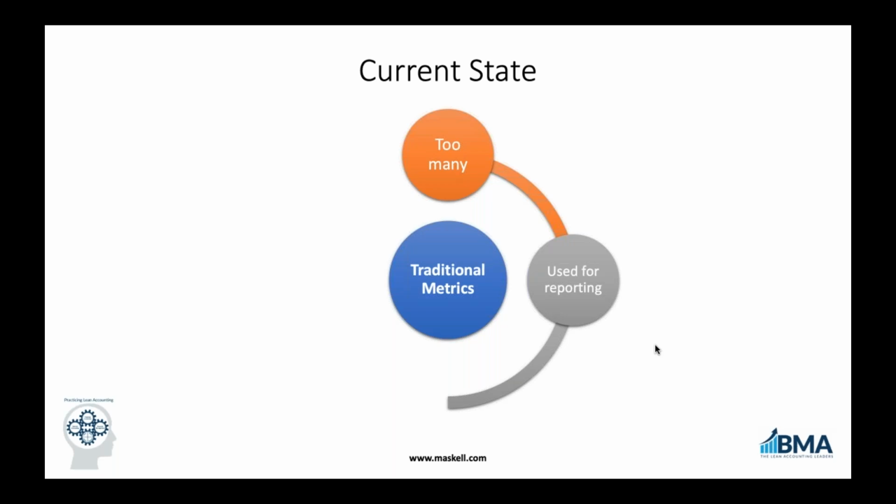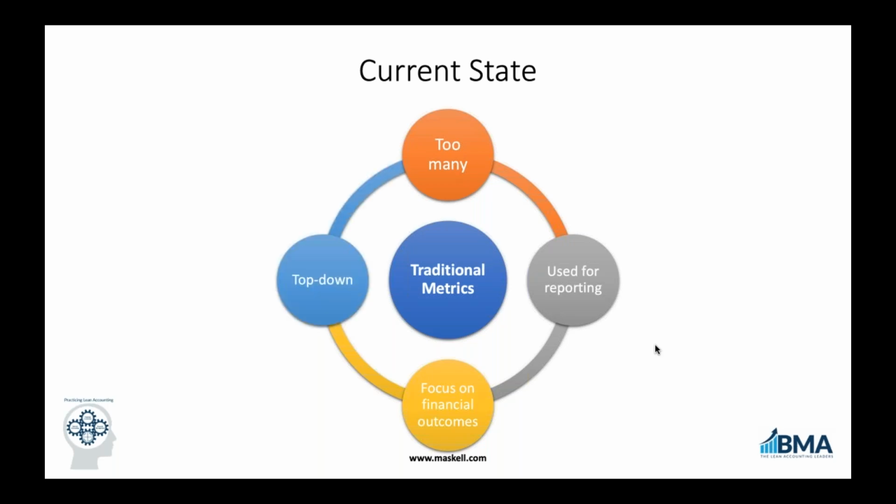Second, the primary use of traditional metrics is for reporting purposes. We produce the measures and they're just reported inside the company. Doesn't mean they're ever being used, but they're reported. Another characteristic of traditional measures is that they're focused on financial outcomes, or they're sort of financially based. And the final characteristic of most traditional metrics is that they're top down.